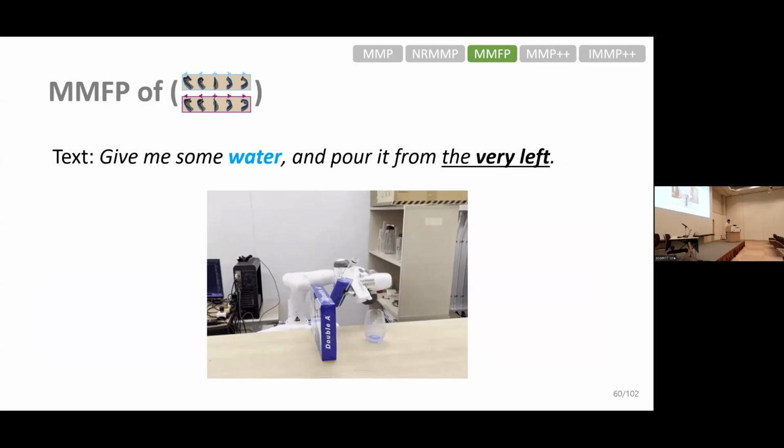We tested in real robot scenarios, and if there's an obstacle, we might instruct the robot to pour water from the left side so that it can avoid the obstacle and pour water. This is just one scenario. As you can see, our model generates motion that not only pours in the correct direction, but also avoids the obstacle.